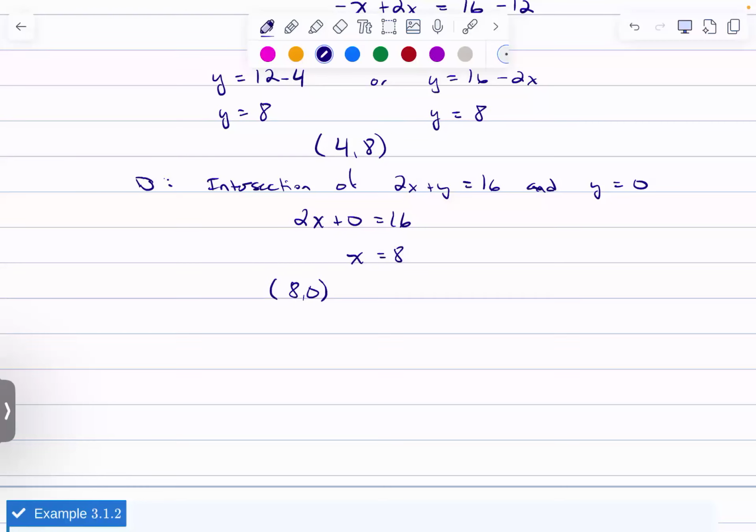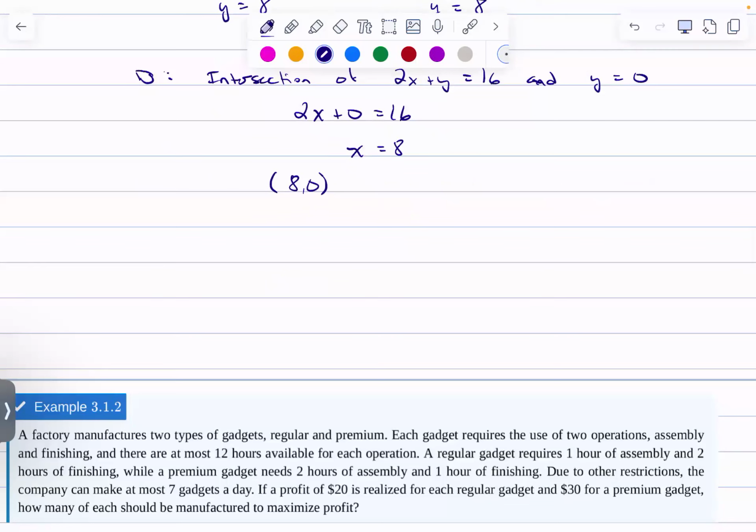So now we have all the intersections of the feasible set, right? The maximized income will happen at one of these 4 points, okay? And so that's the fundamental theorem of linear programming. And so that's kind of cool.